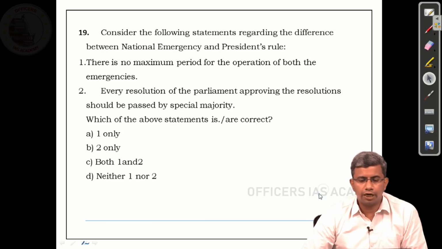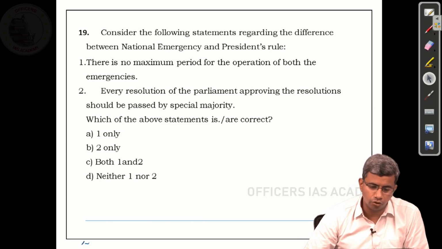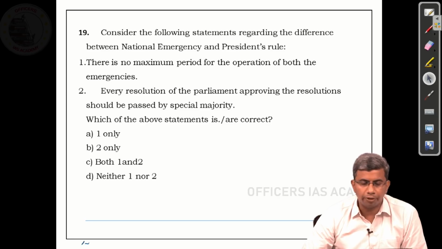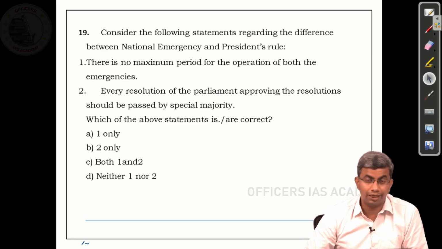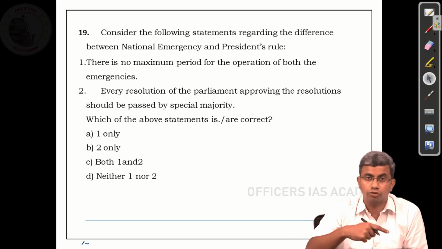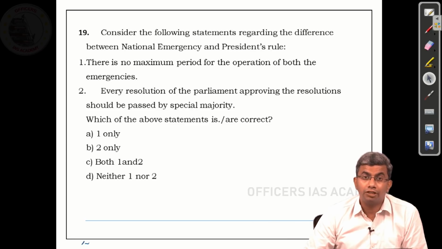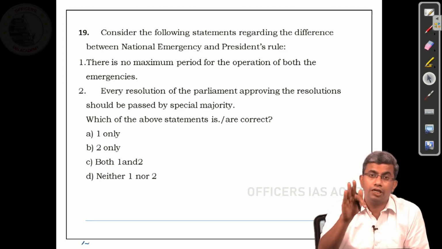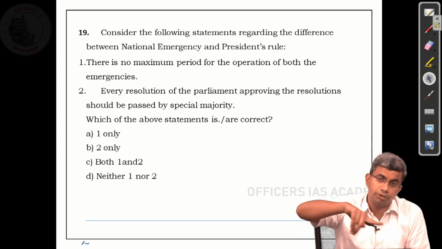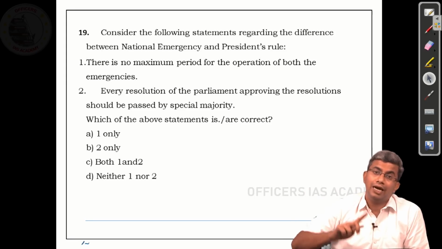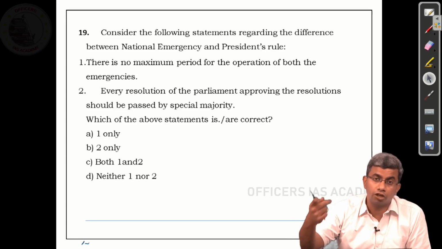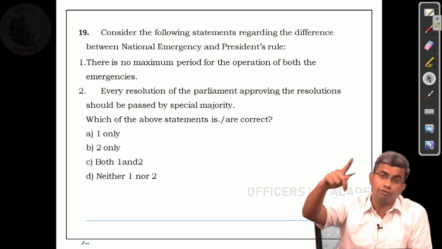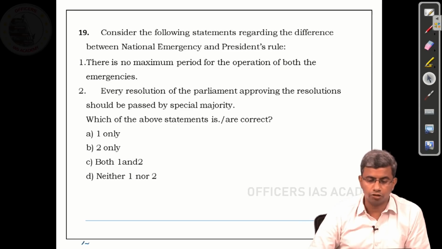Consider the following statements regarding the difference between national emergency and President's rule. There is no maximum period for the operation of both the emergencies. No. National emergency can be infinite, of course, approved every 6 months. But President's rule can be only for a period of 1 year, and it can be for a period of 3 years only if certain conditions are satisfied. There must be a national emergency in that place, and the election commission should certify that elections cannot be conducted. Only then it can be extended to even up to 3 years. So the first statement is wrong.